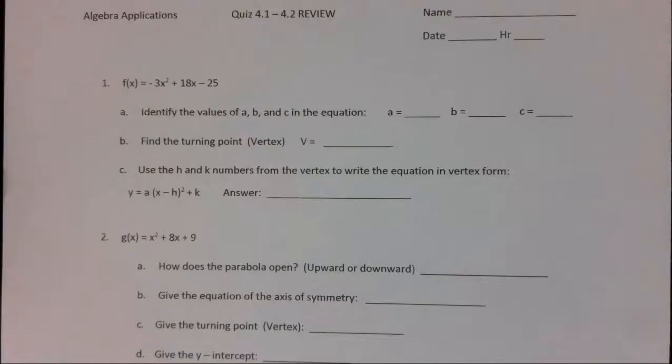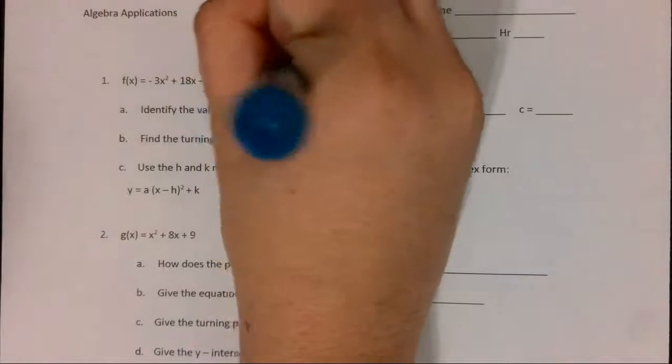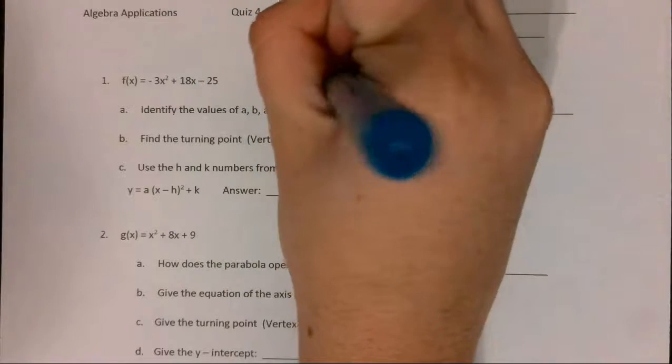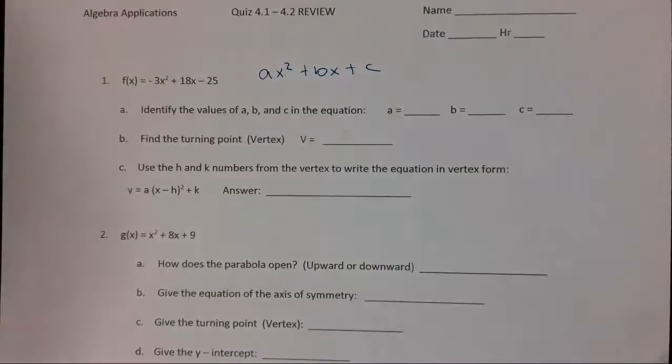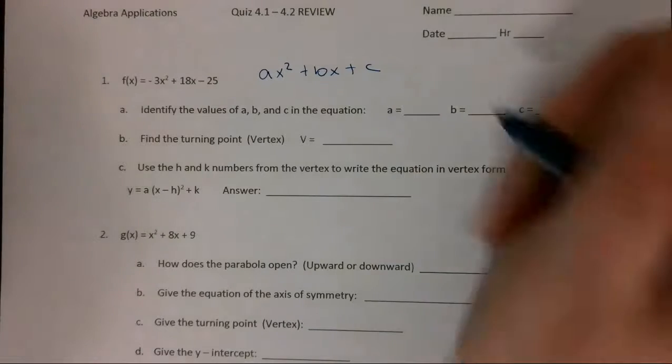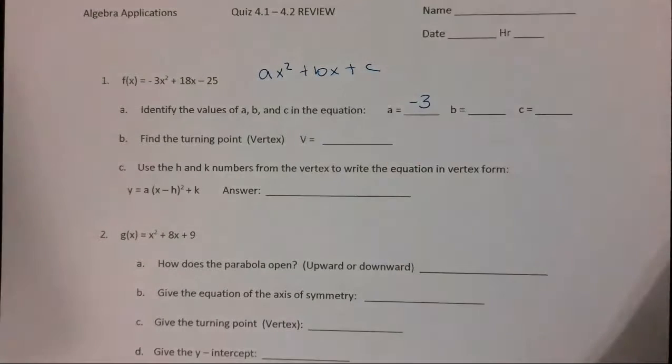Alright, so for number 1, I need to identify my values of a, b, and c in the equation. Remember, the standard form of a quadratic equation is ax squared plus bx plus c. So the number in front of the x squared is my a value. I keep the sign, so it's going to be -3.